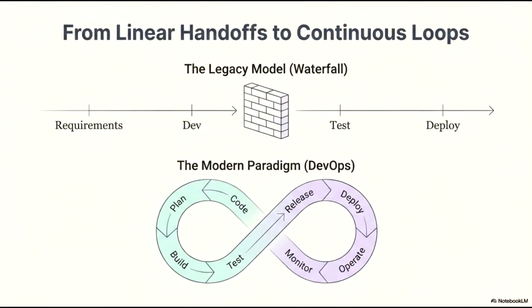Conversely, the modern DevOps paradigm utilizes an infinity loop to illustrate a culture of continuous integration and delivery. Rather than isolated handoffs, this model creates an interconnected cycle where planning, coding, building, and testing are seamlessly integrated with release, deployment, operations, and monitoring. By breaking down the traditional barriers between teams, this approach fosters constant feedback and allows for rapid, high-quality releases. This shift from a linear path to a continuous loop is essential for achieving the agility and operational excellence required in today's fast-paced digital landscape.